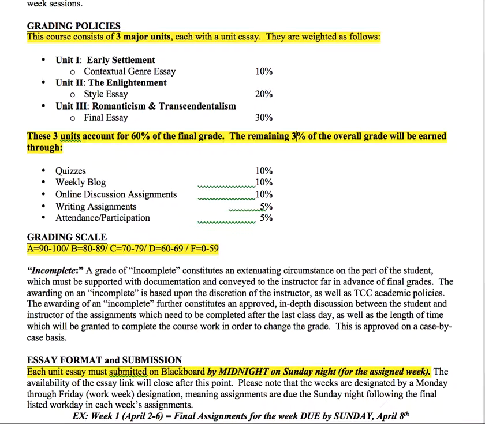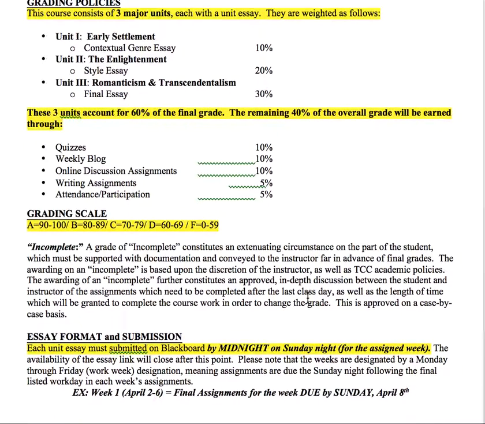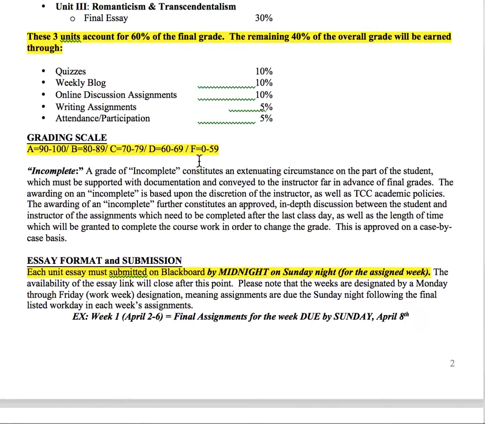The remaining 40% of the overall grade is going to be earned through quizzes. So quizzes are 10% of your grade. The weekly blog is 10% of your grade. Online discussion board assignments are 10%. Writing assignments are 5%, and attendance and participation are 5%. The grading scale, if you need it, is right here.